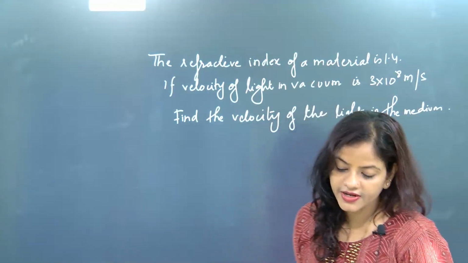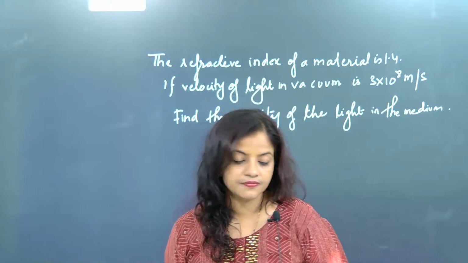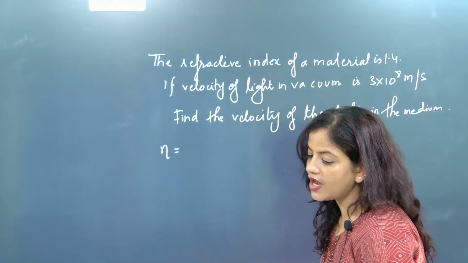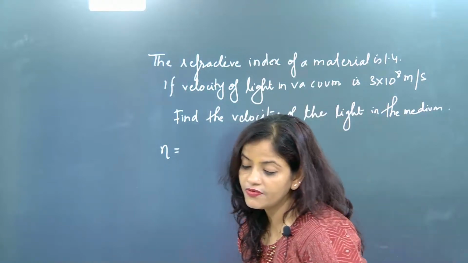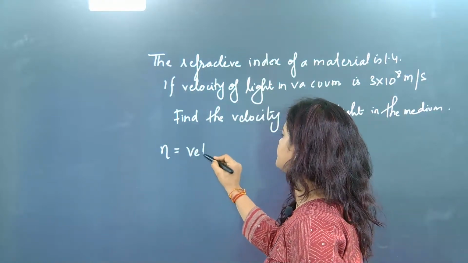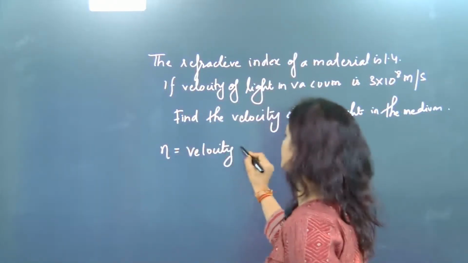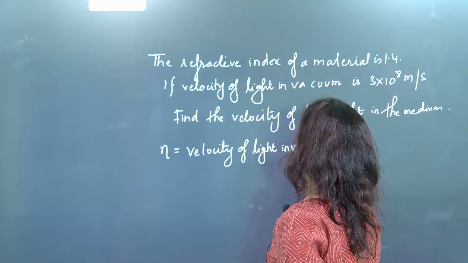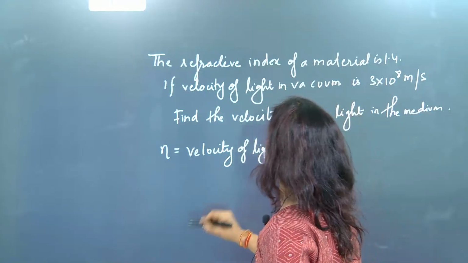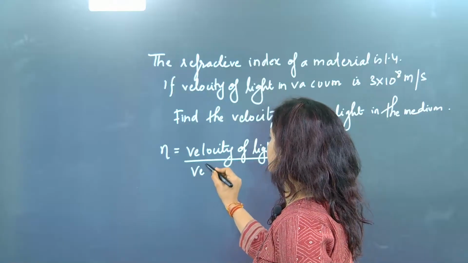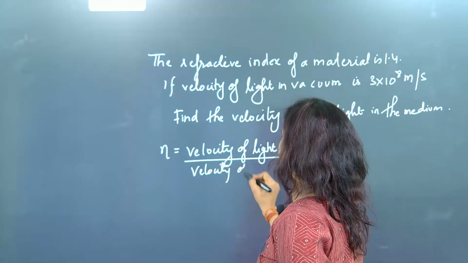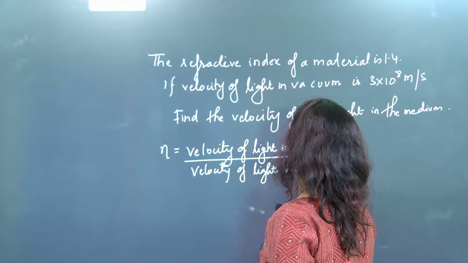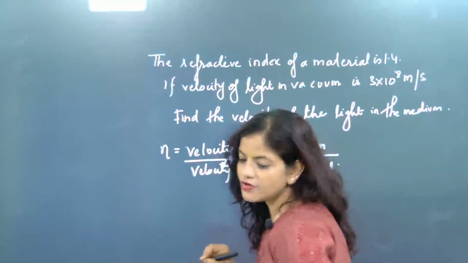We can write like this and we can solve. What is the formula, beta? This n is equal to what we will write? Velocity of light in vacuum by velocity of light in material.